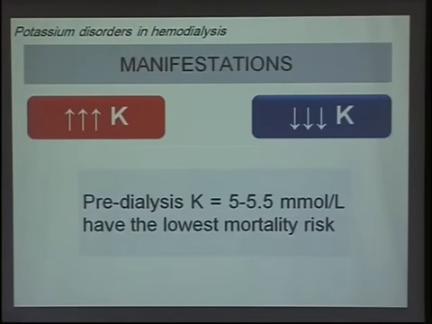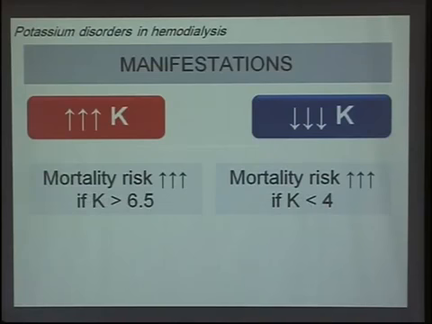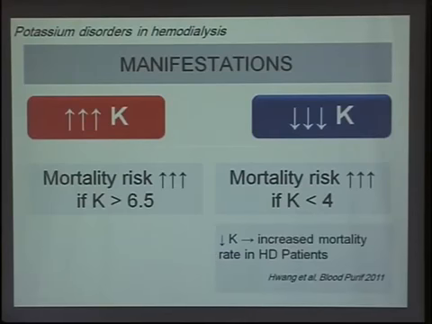The ideal pre-dialysis potassium is not well settled. However, it is said that 5 to 5.5 millimole per liter pre-dialysis has the lowest mortality risk. So, hemodialysis patients with higher or lower levels might have higher mortality, and it is like a U-shaped curve. So if potassium is above 6.5, this is associated with higher mortality, and so if potassium before dialysis is below 4.